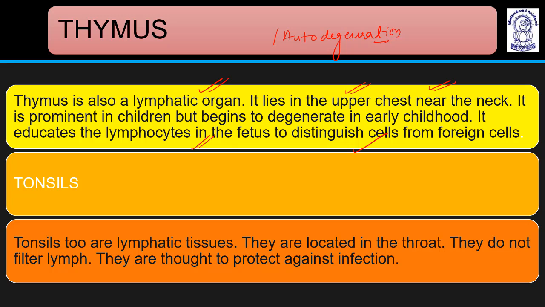Okay. Thymus is also a lymphatic organ. It lies in the upper chest region near the neck. It is prominent in children but begins to degenerate in the early childhood. It educates the lymphocytes in the fetus to distinguish cells of foreign origin or cells.